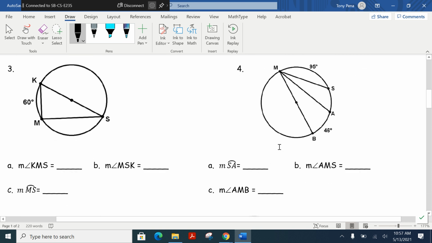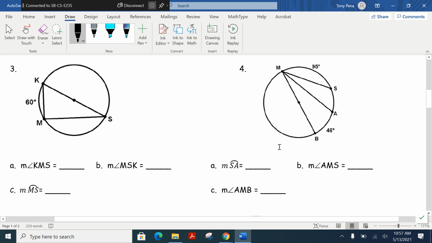All right, number 3, another step up here, another little notch in difficulty. Nothing crazy. See if you could find letter A. What is the measure of angle KMS? So we want this angle right here. What is the degree measure of this guy? You'll have to think something we haven't talked about today, but we have talked about in the past.